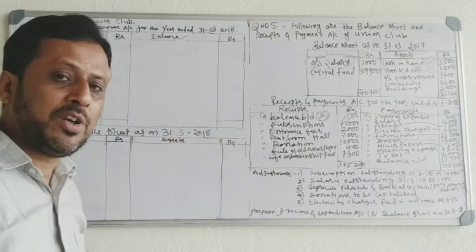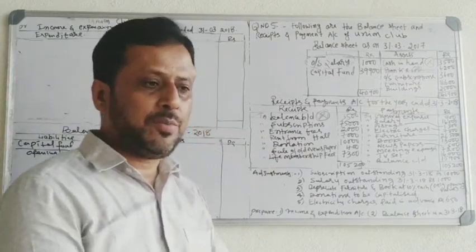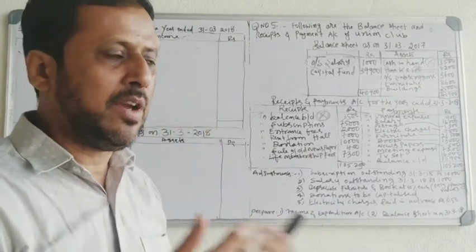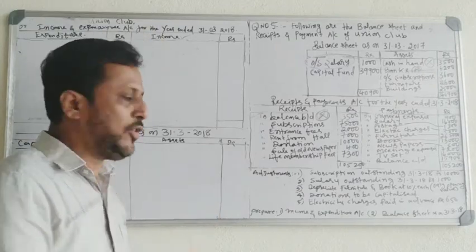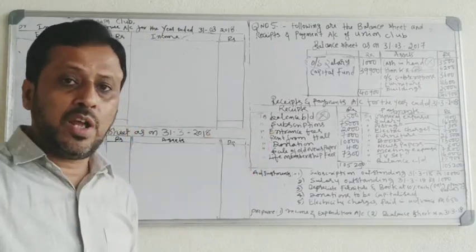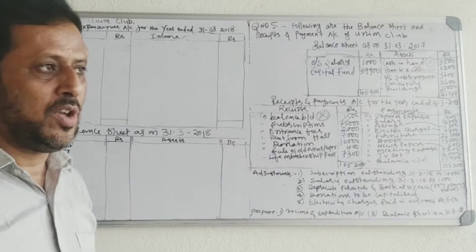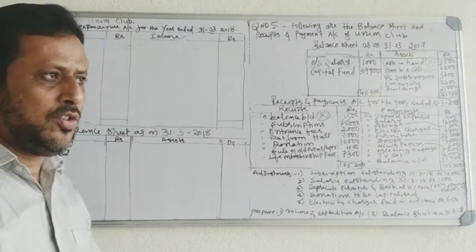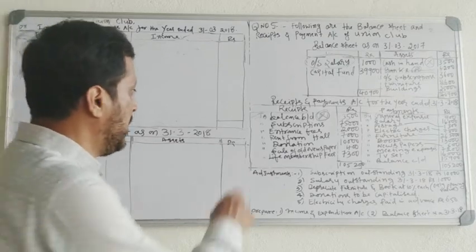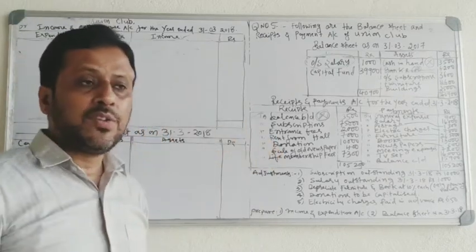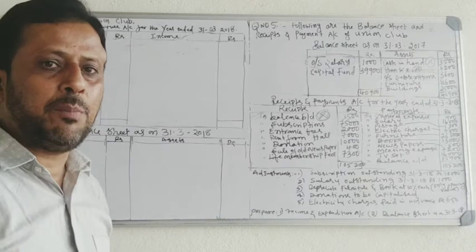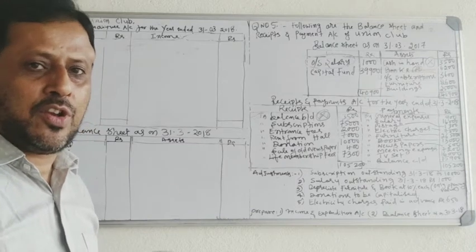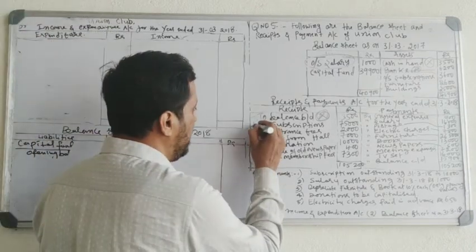Subscription. What is a revenue item? Revenue receipts are received every day, every month, every year. Regularly received is a revenue item. Rarely received is a capital item. Received once in 5 years, once in 10 years is a capital receipt. Received regularly is a revenue receipt. Subscription is received from the members annually. So it is received regularly. It is a revenue receipt.